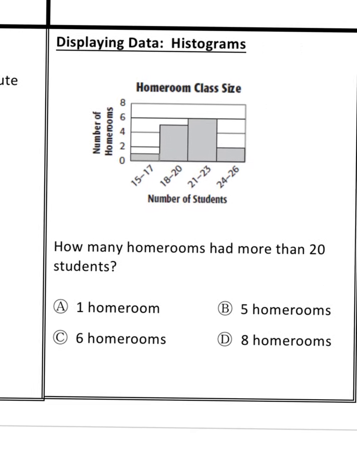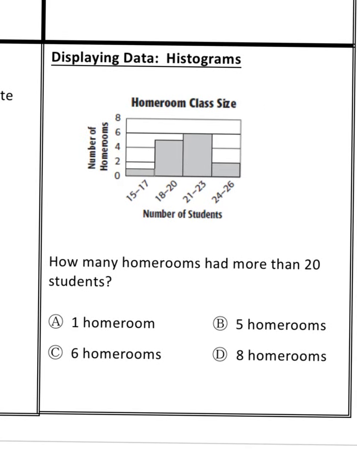Last one, we've got a histogram. The question says, how many homerooms had more than 20 students? All right, I'm looking at my graph here. I see the numbers on the side are the number of homerooms. Down here are the number of students. So I'm looking for homerooms that had more than 20 students. So 15 to 17 is not more than 20. 18 to 20 is not more than 20. So these 2 bars are going to be homerooms more than 20, because this 21 to 23 and 24 to 26 are more than 20. So I'm checking out these 2 bars.